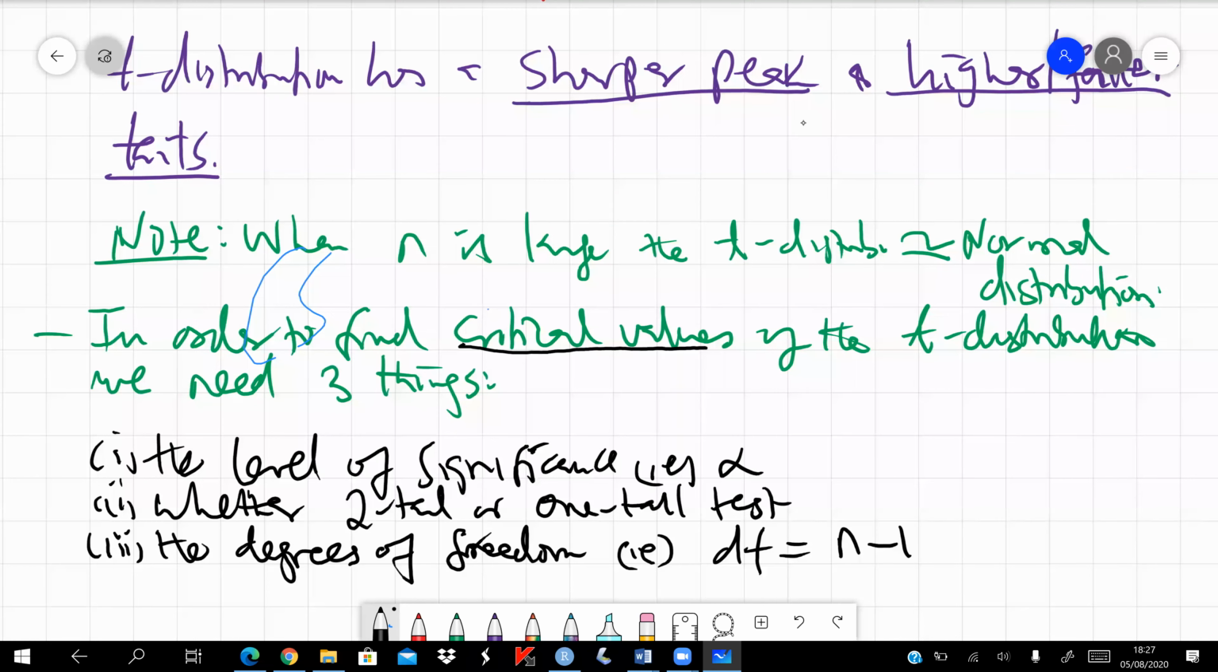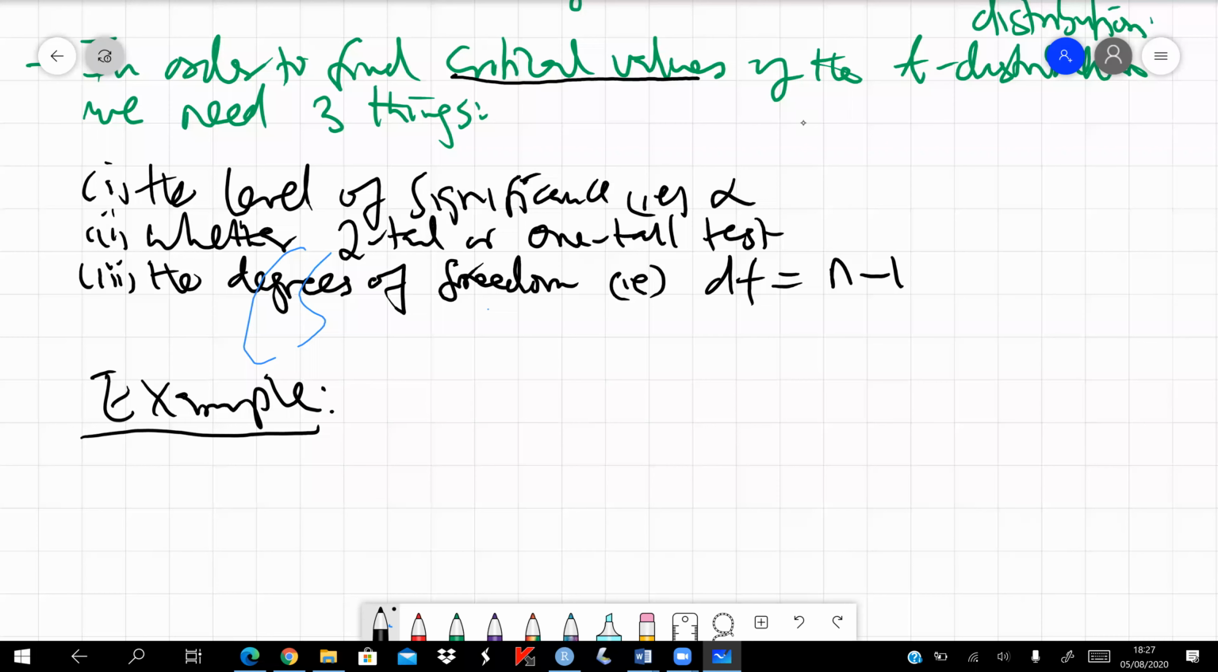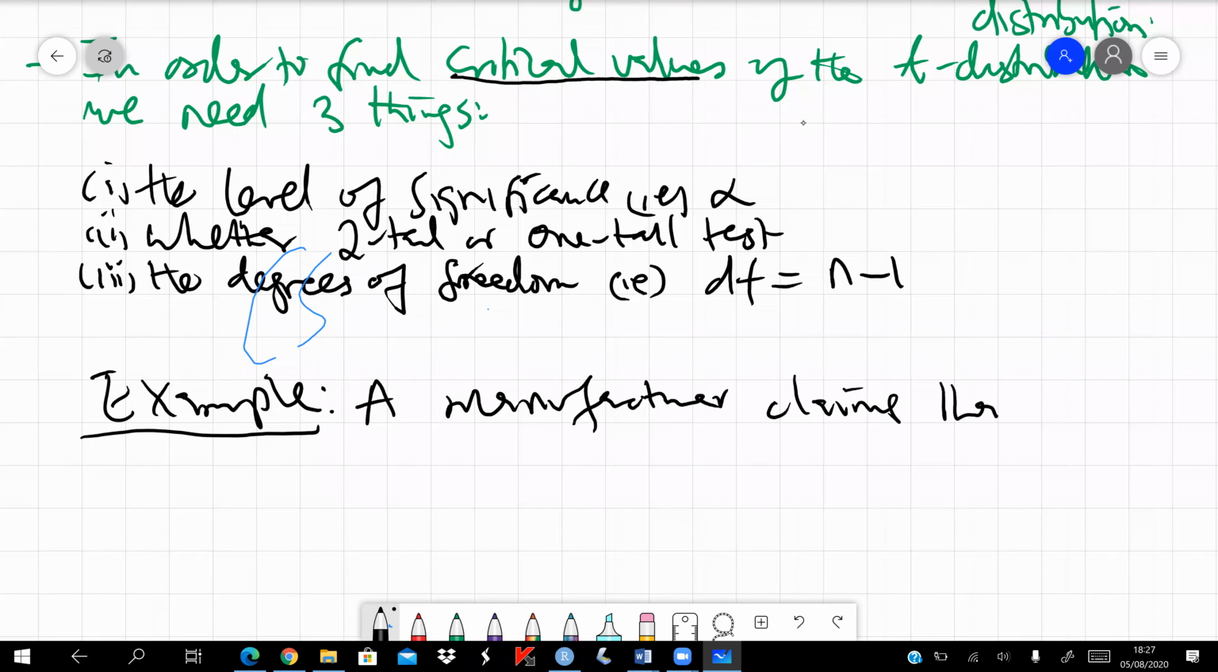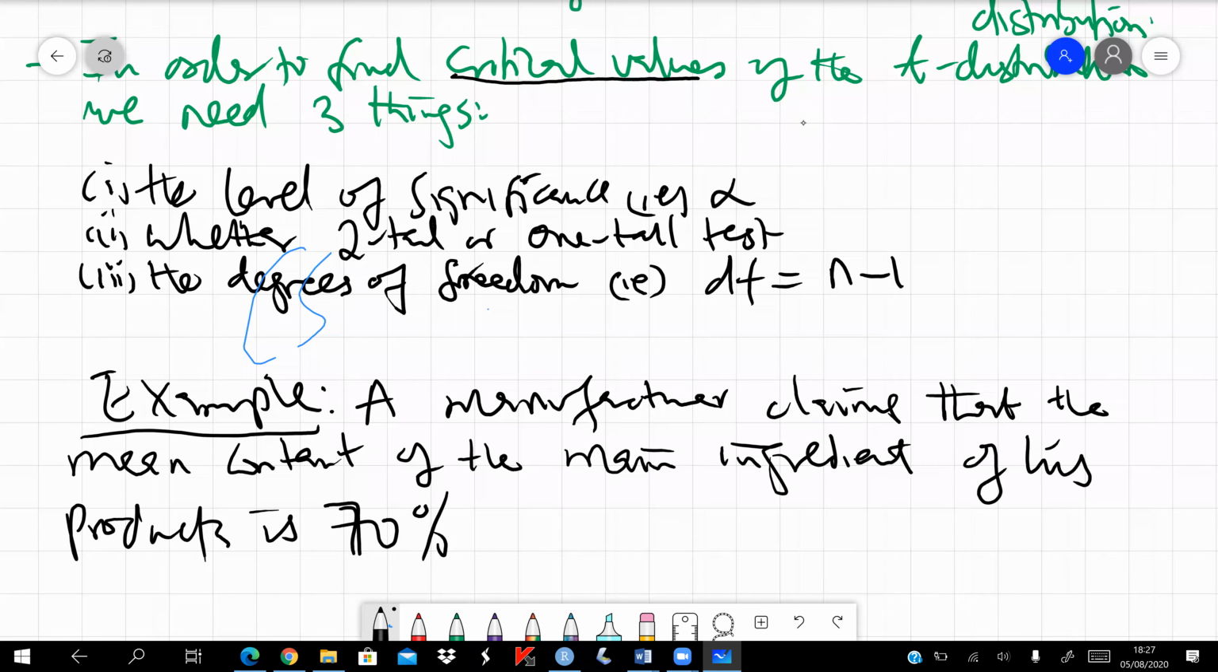Okay. Now let's have an example. I'm going to get this example from your notes. So let's say, I'm paraphrasing, a manufacturer claims that the mean content of the main ingredient of his products is 70%.